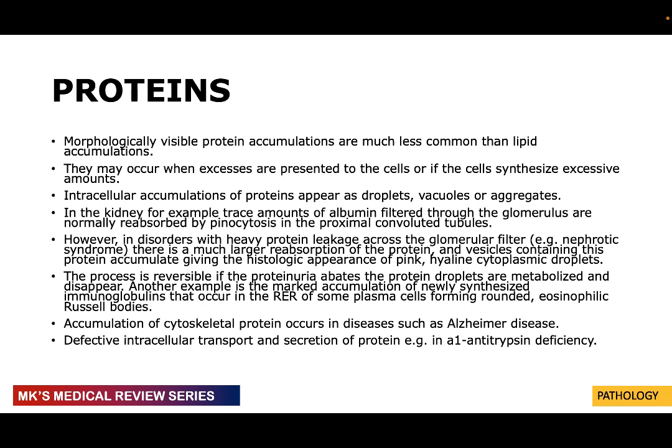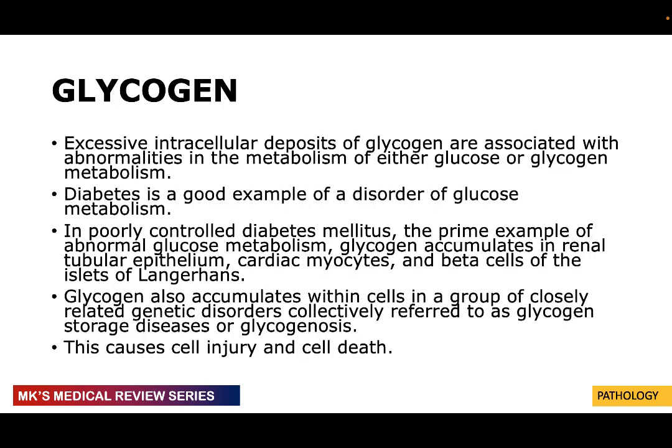Another example is where you have this accumulation of these synthesized immunoglobulins that occur in the rough endoplasmic reticulum of plasma cells that are forming these round eosinophilic bodies, which are known as Russell's bodies. Some proteins could accumulate, misfolded proteins could accumulate and cause diseases like Alzheimer's disease, which is a degenerative disease of the central nervous system. And then sometimes it could be defects in the intracellular transport and even secretion of certain proteins, for example, in alpha-1 antitrypsin deficiency.